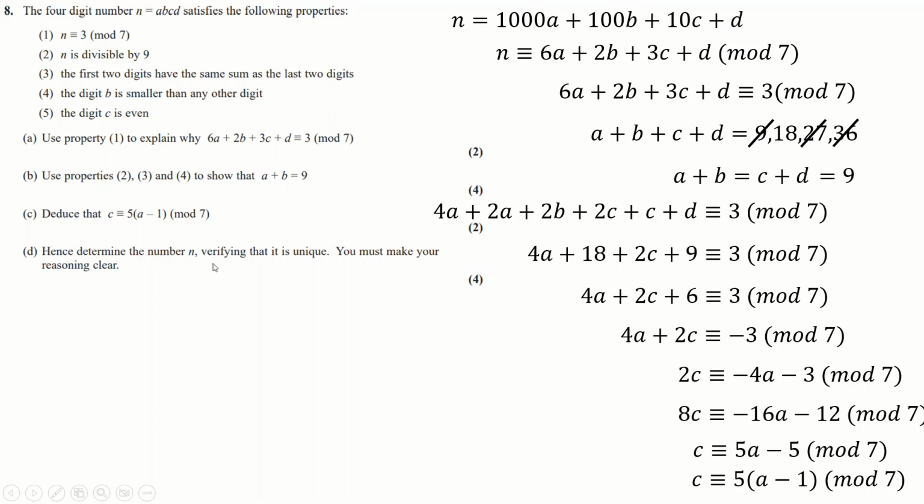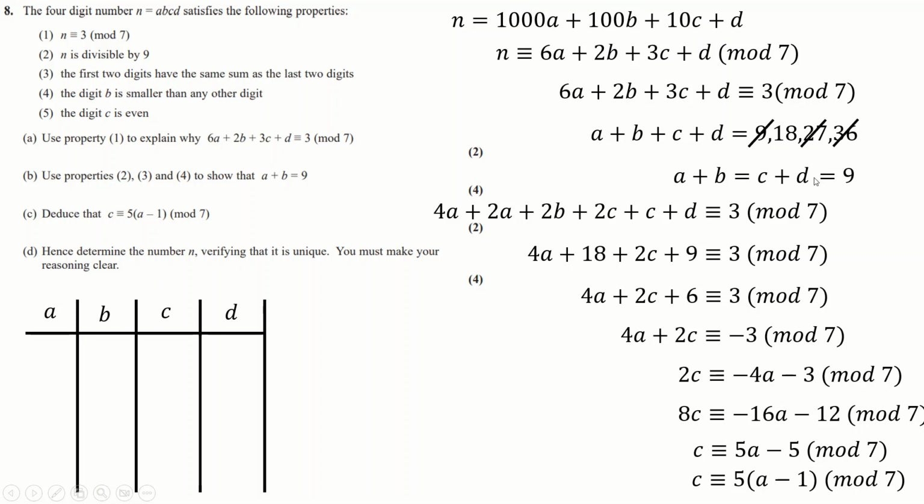Good. Question D is the final bit in this paper: hence determine n, verifying that it is unique. So let's just make a table. We have a bunch of restrictions here. A plus B must equal 9, so let's just go with 9 and 0 first. Now, if A is 9, we use this thing here. There's a reason they asked us to get this, and even more importantly, they've given it to you. Just like in question number 7, where they gave us the end of part A with that horrible reduction formula, if it's important enough for them to have given it in the question and not trusted you to get there on your own, then it's really important.